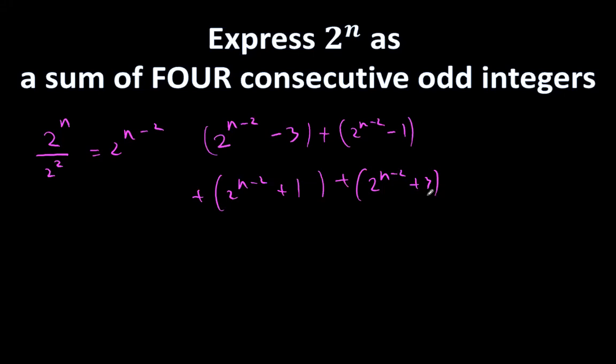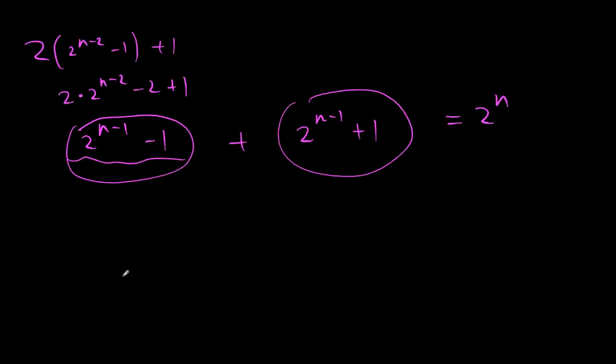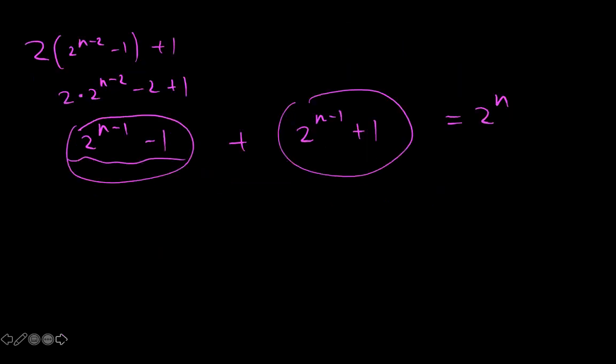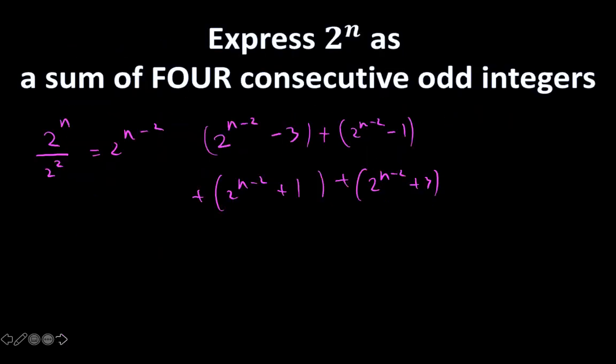Yes. So question, did you do that process I did before, or did you observe the pattern that we had and then just went down one more because there's twice as many terms? Yeah, I just observed the pattern. Okay. Yeah, because this was kind of annoying, right? Having to find the x and distribute the 2 in. Does anyone have something different that they want to share? Or does anyone have any questions on this as our expression for 2 to the n using 4 consecutive odd integers?